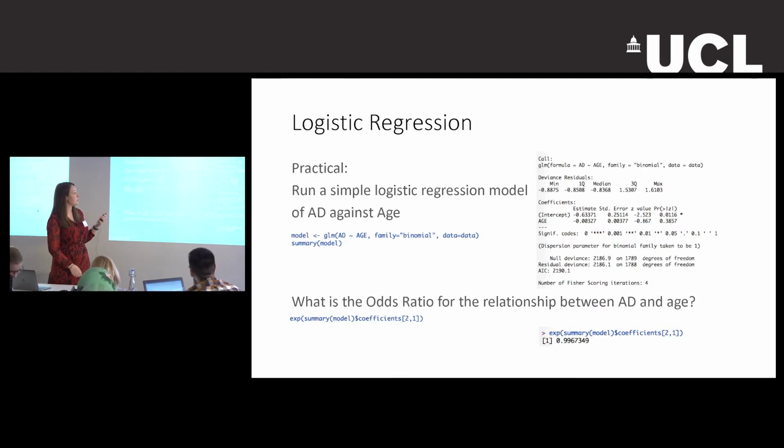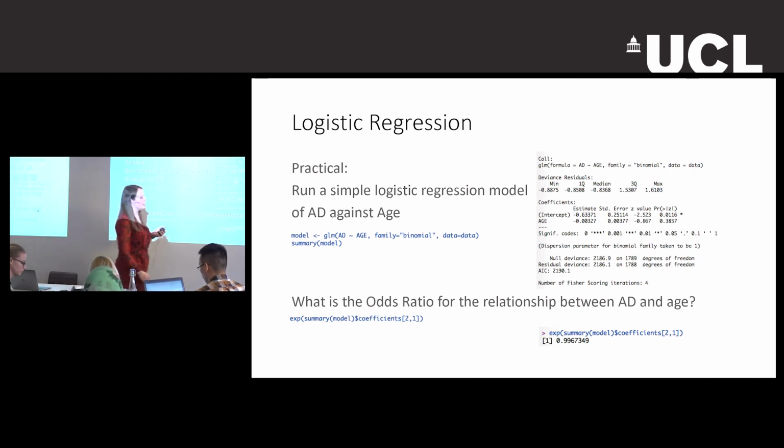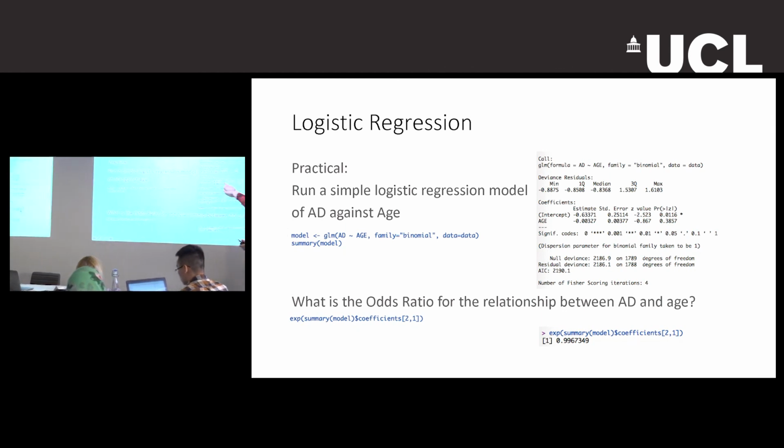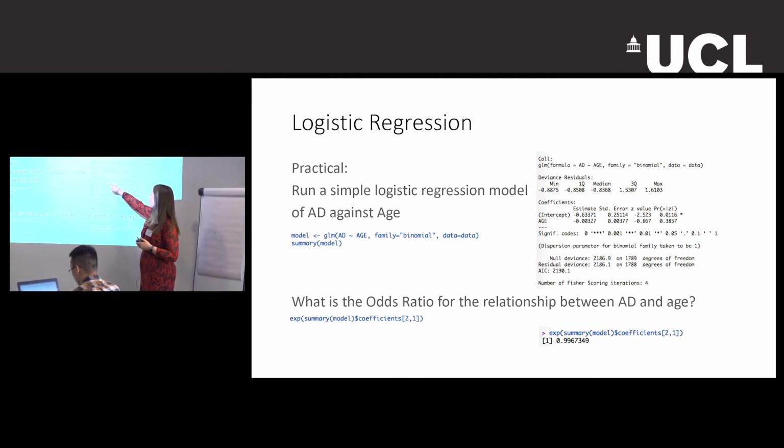Here's an example of this: a simple logistic regression model of Alzheimer's disease against age. Again you've got your estimates here. These are your log odds ratios. This is beta 0 and this is beta 1, but these are log odds ratios now. And there are p-values for them. Again, it's non-significant, which for Alzheimer's and age you would not expect, but this is made-up data.